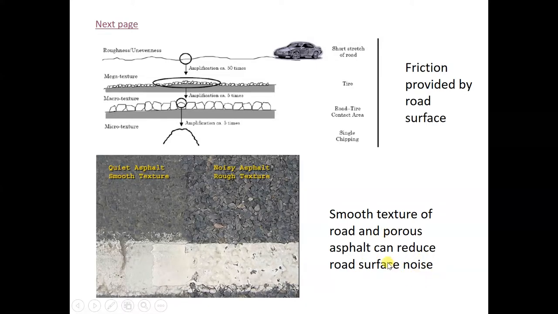So smooth texture of the roads and porous asphalt can reduce the road surface noise. Certain types of asphalt, for example porous asphalt, are actually much quieter road surfaces than other types of asphalt.